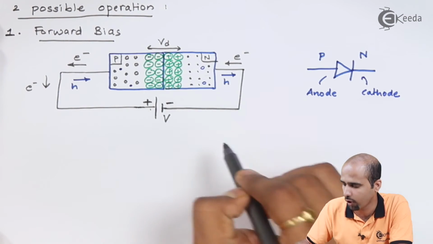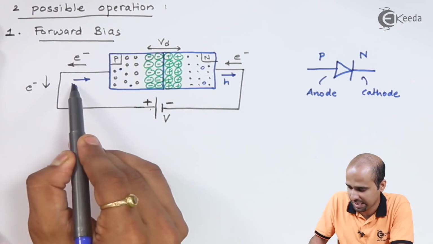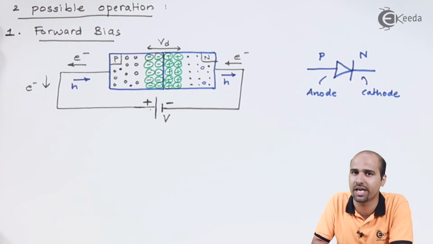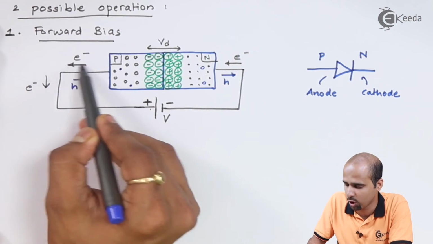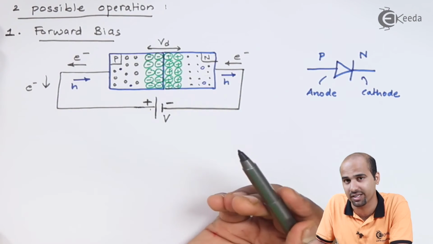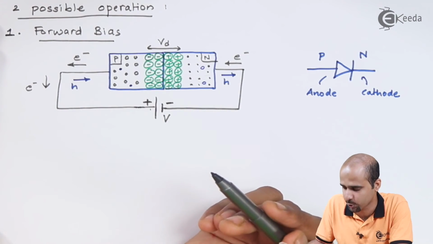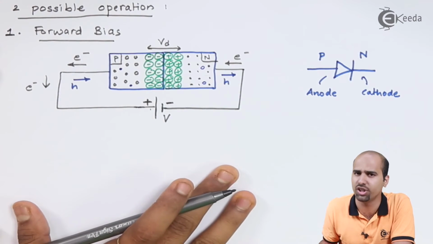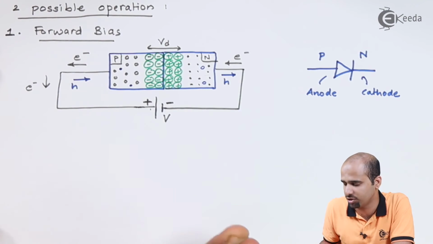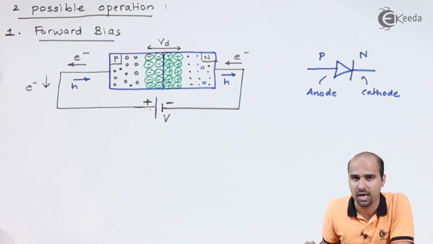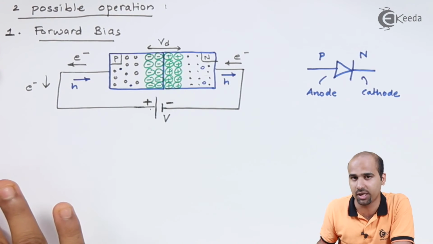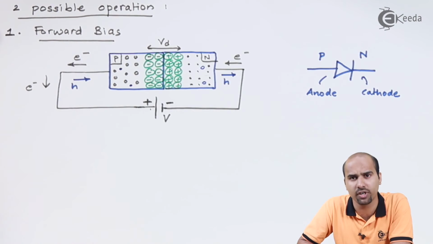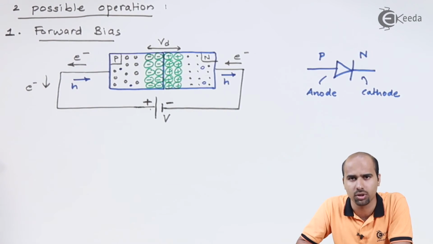Current will flow from anode to cathode, the same as the direction of holes and opposite to the direction of electron flow. So the conventional flow of current is exactly opposite to the flow of electrons. That's why this is called forward bias. Here I have kept my DC voltage constant. So whatever amount of energy the electrons gain and move towards the p-type, that much energy will get used up and stop this operation, right?